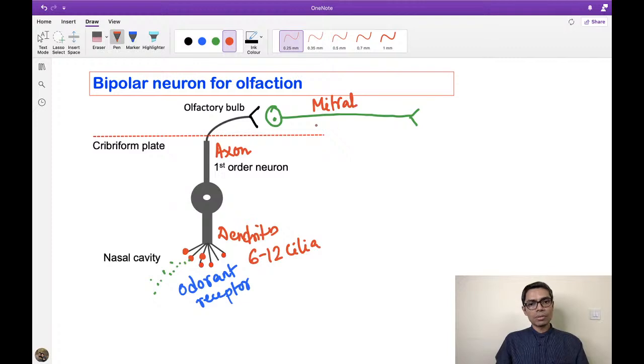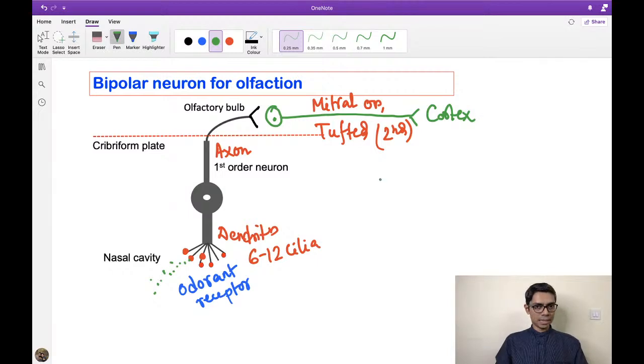This is also known as the tufted cell. So there are two types of second order neuron. It may be mitral cell, which is the largest cell, and the smaller size cell are known as the tufted cell. So this mitral and tufted cell are nothing but the second order neuron of this olfactory pathway, and this second order neuron will directly end at the level of the cortex. So we'll come to this pathway a little later.